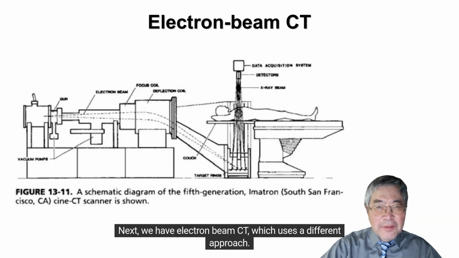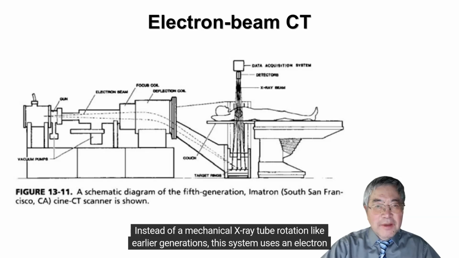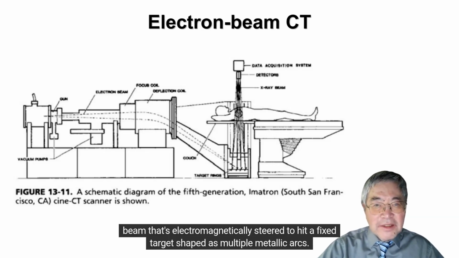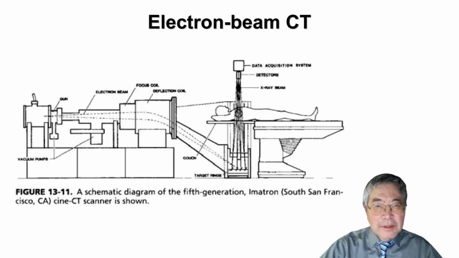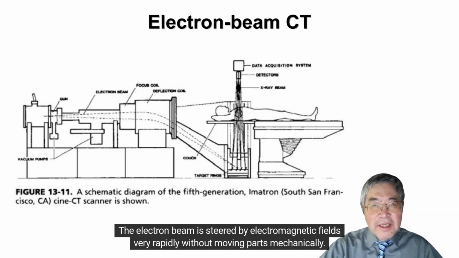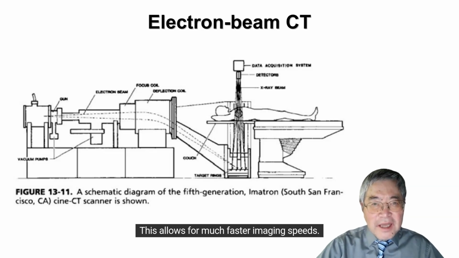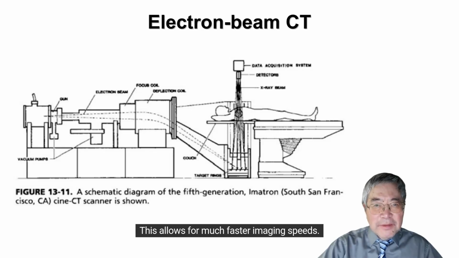Next, we have electron beam CT, which uses a different approach. Instead of a mechanical X-ray tube rotation like earlier generations, this system uses an electron beam that's electromagnetically steered to hit a fixed target shaped as multiple metallic arcs. Each arc produces X-rays upward, forming the scanning beam. The electron beam is steered by electromagnetic fields very rapidly without moving parts mechanically. This allows for much faster imaging speeds.